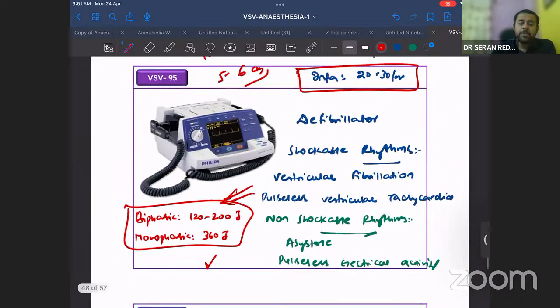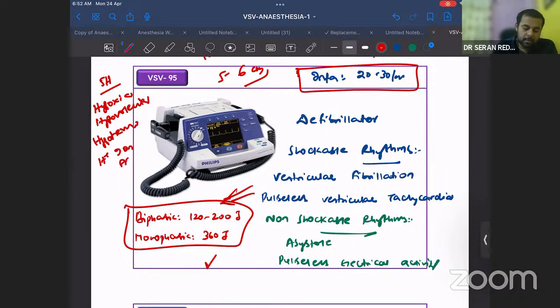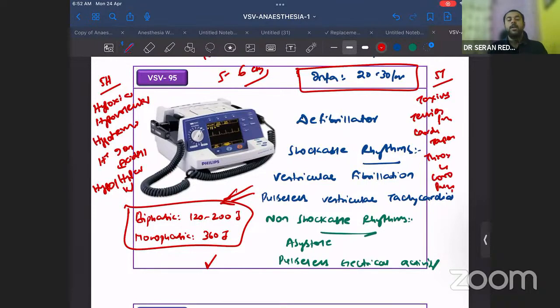Then 5H and 5T. What are 5H and 5T? Hypoxia, hypovolemia, hypothermia, H+ ion acidosis, hypo or hyperkalemia. 5T are toxins, tension pneumothorax, cardiac tamponade, thrombus, both coronary thrombus and pulmonary thrombus. Very important. 5H are hypoxia, hypovolemia, hypothermia, H+ ion acidosis, hypo or hyperkalemia. 5T are toxins, tension pneumothorax, cardiac tamponade, and thrombus. It might be coronary thrombus or pulmonary thrombus. These 5H and 5T are very, very important, which are the reversible causes of cardiac arrest, which you must remember.